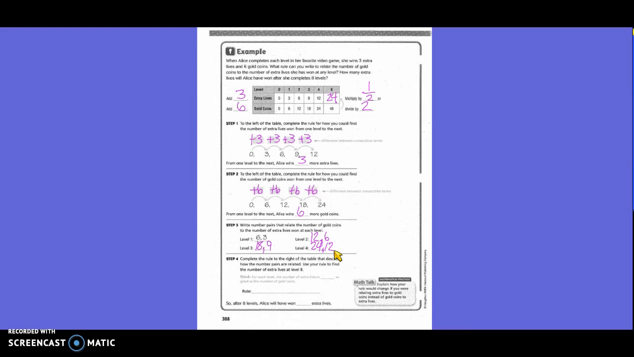To complete the rule to the right of the table that describes how the number pairs are related, use your rule to find the number of extra lives at level 12. So for each level, the number of extra lives is half as great as the number of gold coins. So our rule would be to multiply by half or divide by 2. So after 8 levels, Alice will have won 24 extra lives.